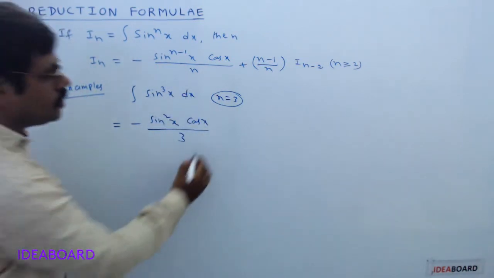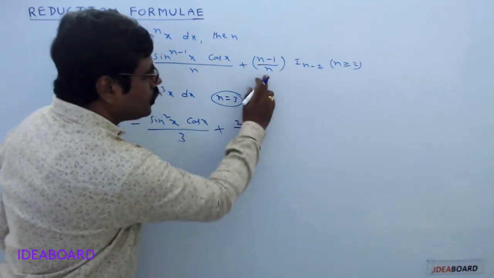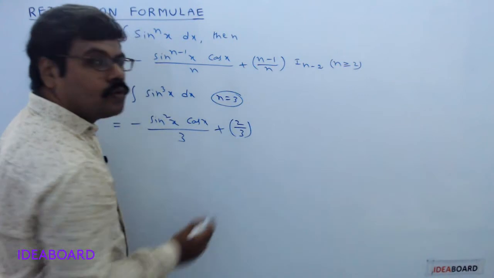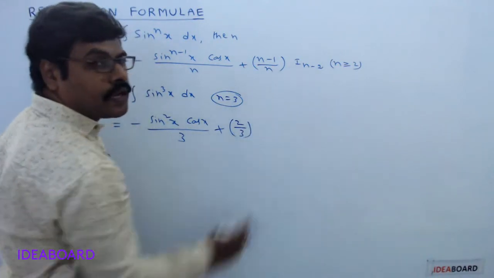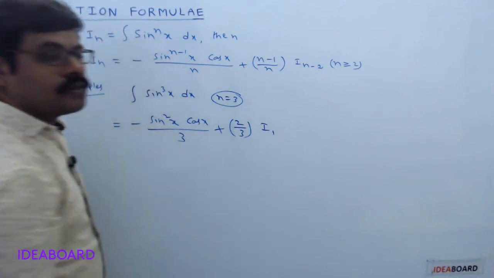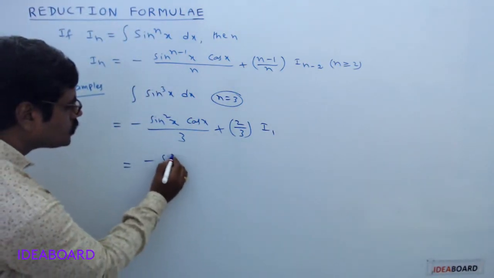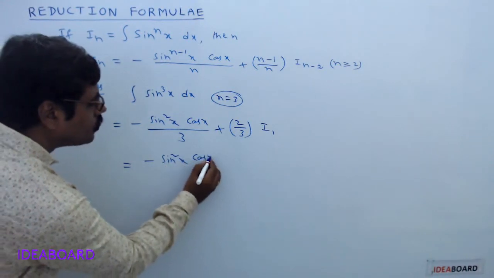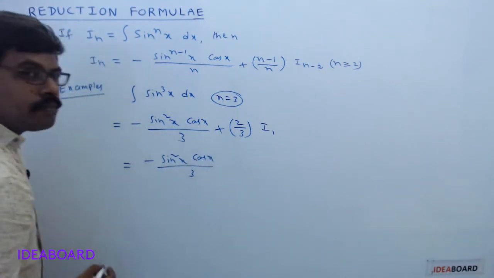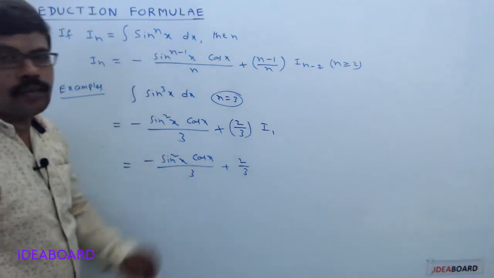For n value 3: I3 = 3 + n − 1... it is 2 divided by n, 2 by 3 into I(n−2). N value 3, so I3 minus 2 I1 equals minus sin square x into cos x divided by 3 plus 2 by 3 into I1.